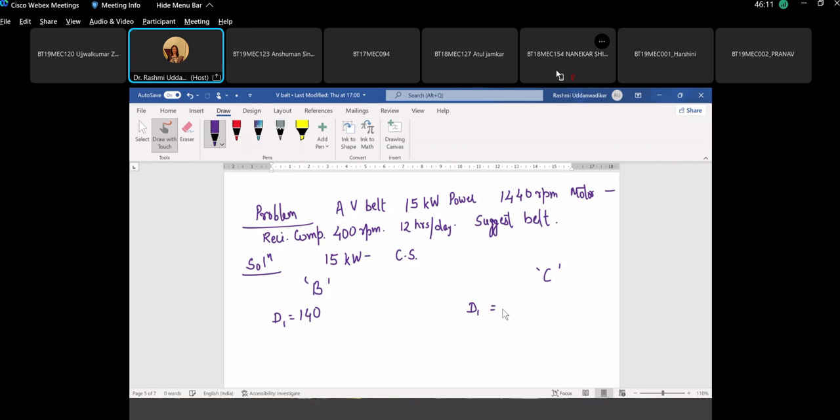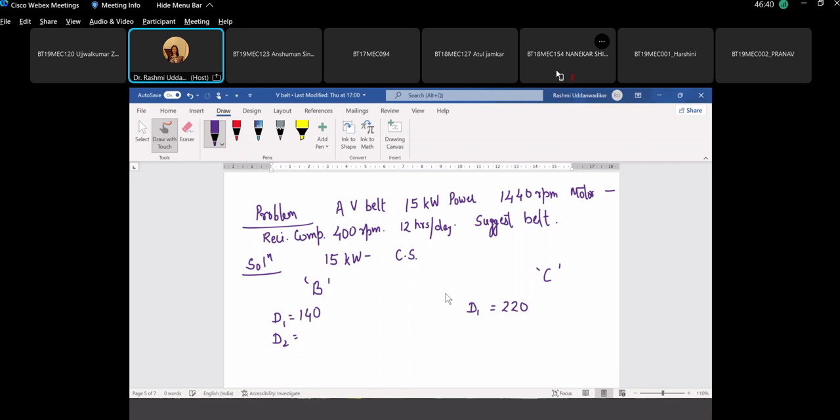For C section, C is 200. We'll go with say 220, because this is the minimum value, we are slightly increasing the value. You can take 220, you can take 225, 210. That is a good practice. So calculate D2.